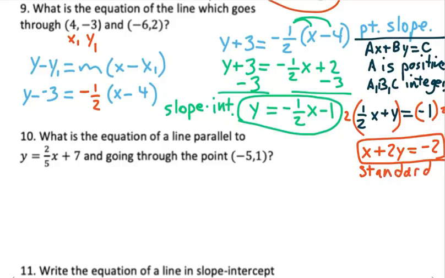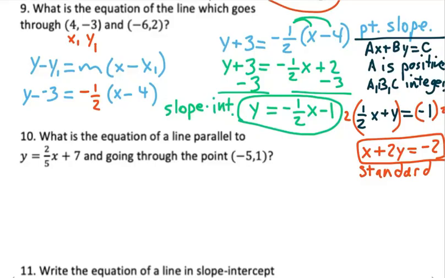So lots of different possibilities when the question is vague like that. For the ACT, it may be more specific in the question, or it just may be the answers that are all written in standard, or point slope, or slope-intercept.